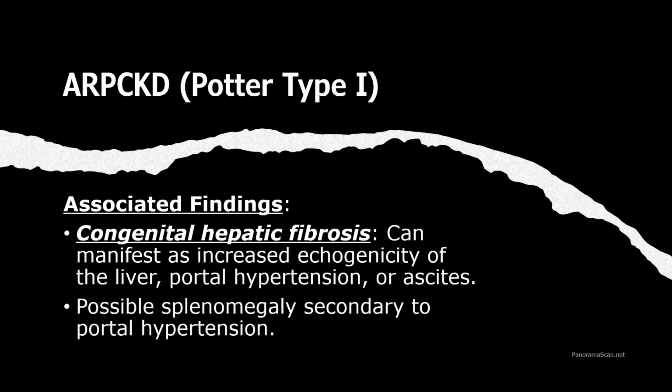Additionally, splenomegaly, or enlargement of the spleen, can occur, often secondary to the increased pressure from portal hypertension. Both of these findings are significant and should be carefully monitored in fetuses diagnosed with ARPKD. These associated conditions highlight the importance of not only assessing the kidneys but also considering the liver and spleen involvement during ultrasound evaluation.